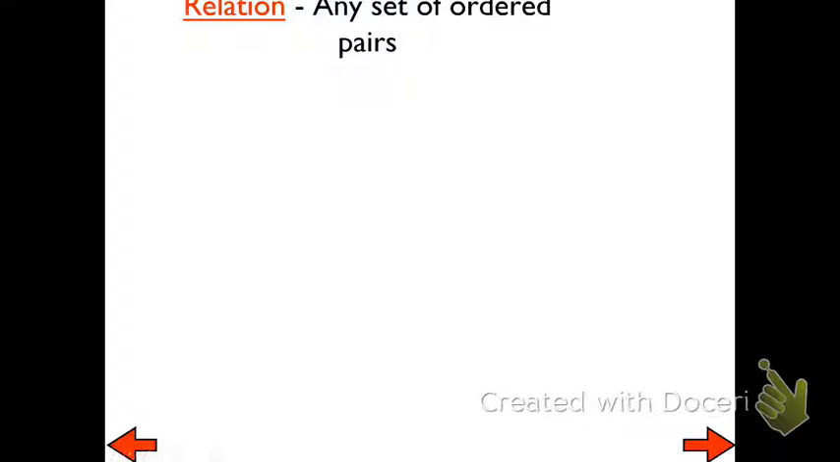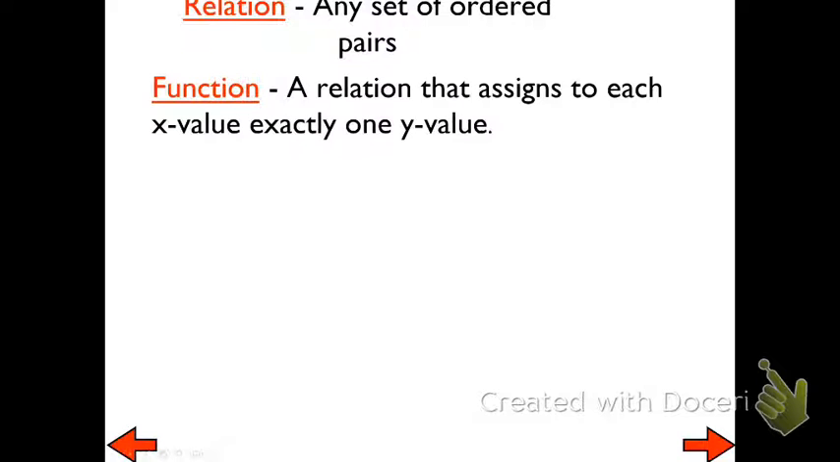Okay, a relation is any set of ordered pairs. A function is a relation that assigns to each x value exactly one y value. The x values are your inputs. So every input has one output. Every x value has one y value.